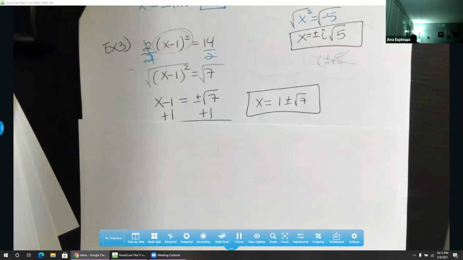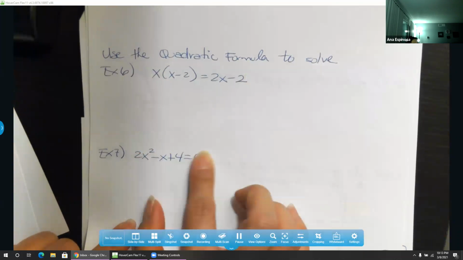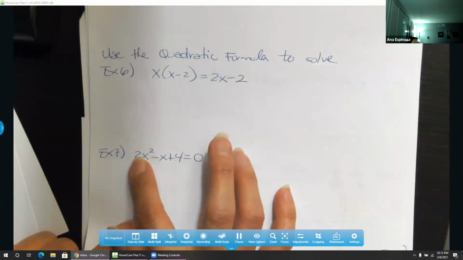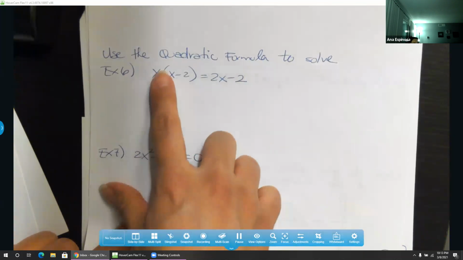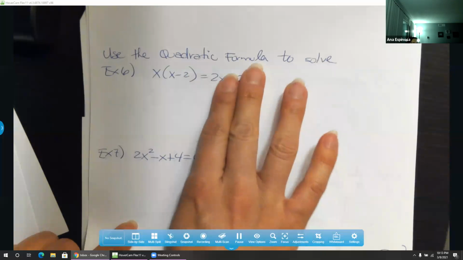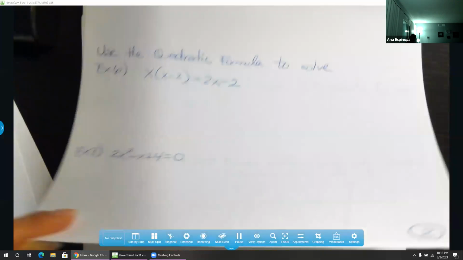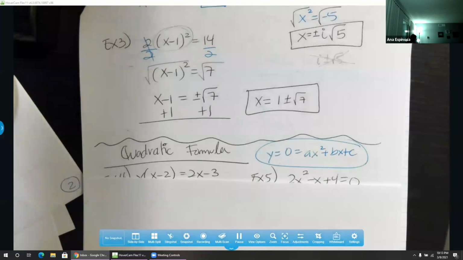Okay, so for the next two problems, it's going to say use the quadratic formula to solve. This one's set. This one's ready to go. A, B, C. This one is not. This one needs to be distributed and things need to be moved so that it's equal to 0. Okay, so we're going to go ahead and do that.